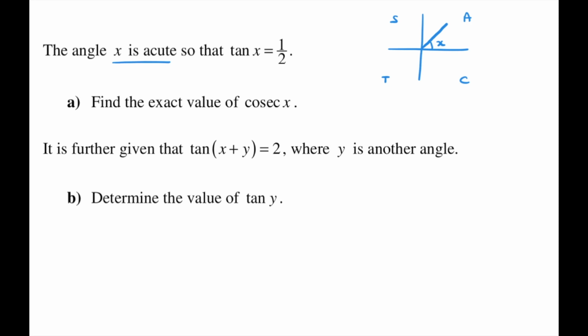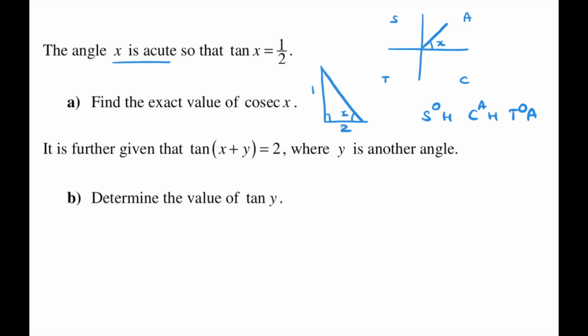Now, there are two ways of doing it. One is using the identities, and the other way is using right angle triangles and SOHCAHTOA. I prefer the second method, so I'm going to go ahead and draw a right angle triangle. I'm given that tan x is 1/2. So according to SOHCAHTOA, my opposite is 1 and adjacent is 2, and this angle being x.